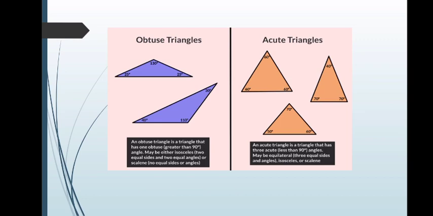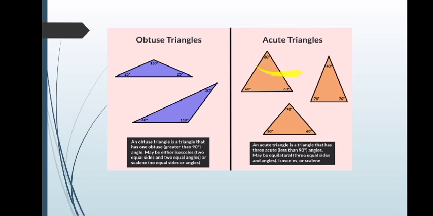So, this is our obtuse triangles. An obtuse triangle is a triangle that has one obtuse angle, greater than 90 degrees. Maybe either isosceles, two equal sides and two equal angles, or scalene, no equal sides or angles.